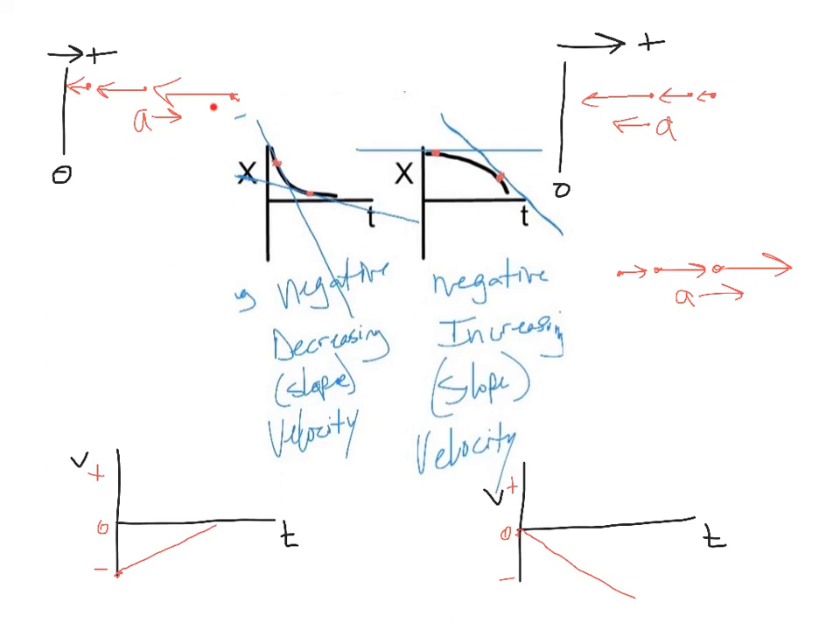Now look at this one. What's happening to this one? It's getting slower, slower. It's getting slower as time goes on. A is what? Opposite. Opposite direction of what it's going.